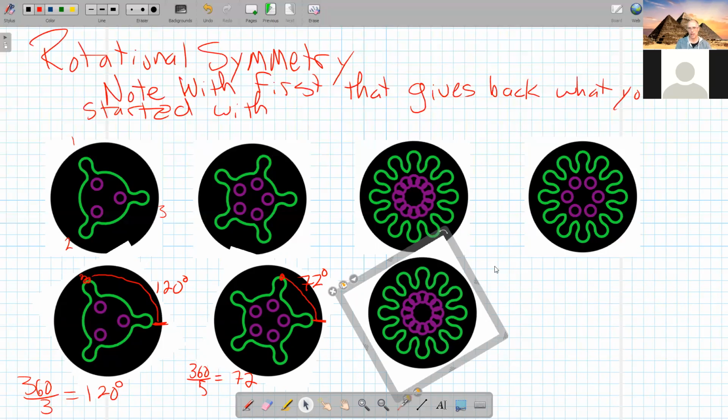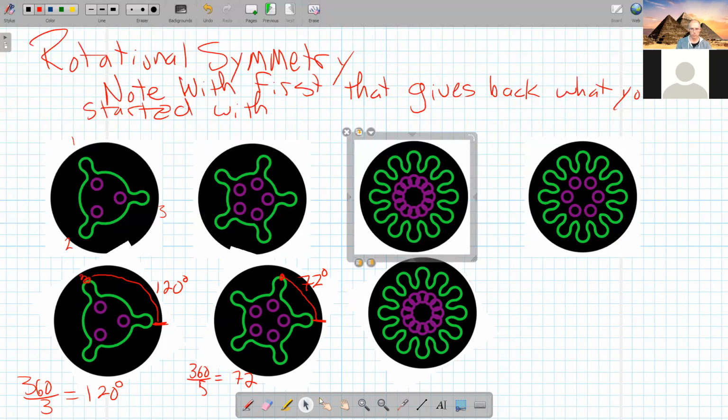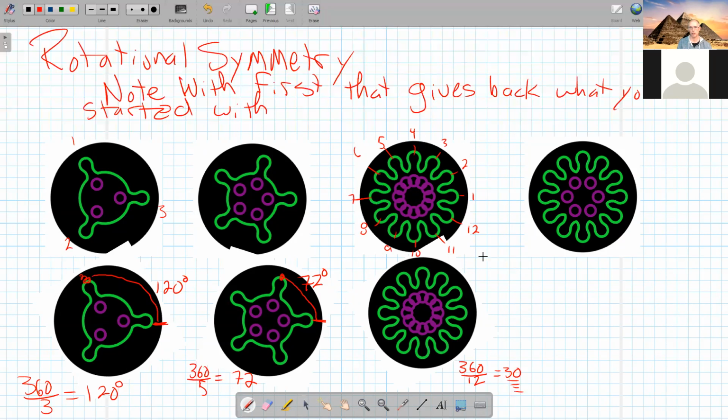Agreed. And let's just count up here on this one as we move around. Starting here, we have 1, 2, 3, 4, 5, 6, 7, 8, 9, 10, 11, 12 of these nodules coming around. And if I take 360 and divide by 12, 12 goes into 36 3 times with a 0. There's that 30-degree rotational symmetry. Yep. Nailed it.